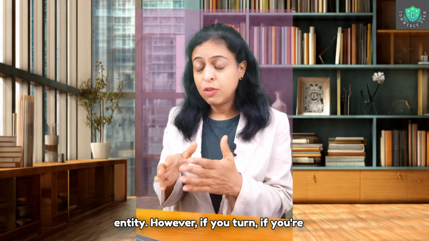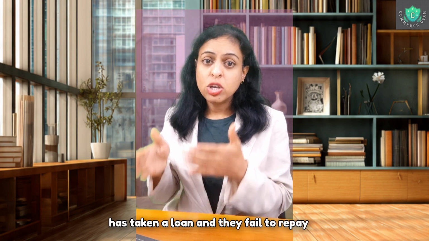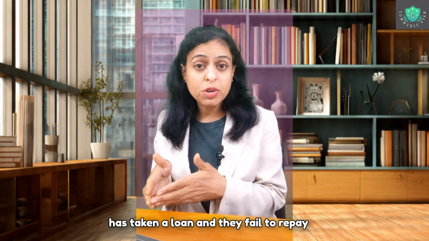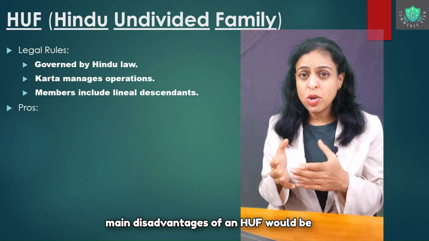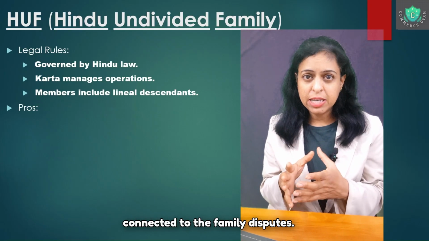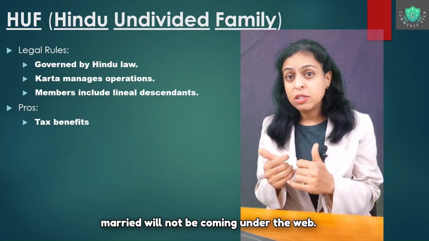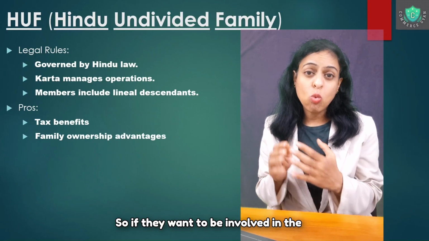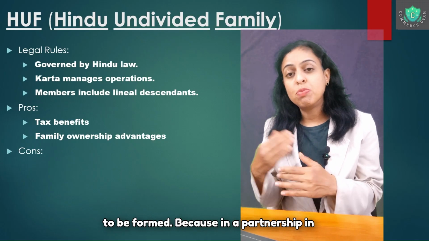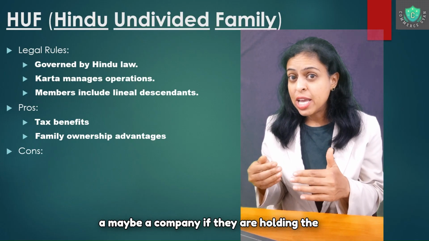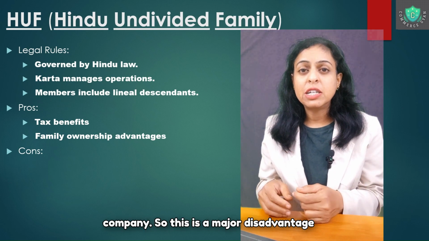However, in terms of liability, the HUF has unlimited liability. So if the HUF has taken a loan and fails to repay it, the entire family's personal properties will be at stake. The main disadvantages of an HUF are connected to family disputes. Dissolving HUF properties will be difficult. Also, daughters who are married will not come under the HUF. So if they want to be involved in the business, they would not want an HUF to be formed, because in a partnership or a company, if they are holding shares, then even after marriage they are still owners of that company. So this is a major disadvantage of the HUF.